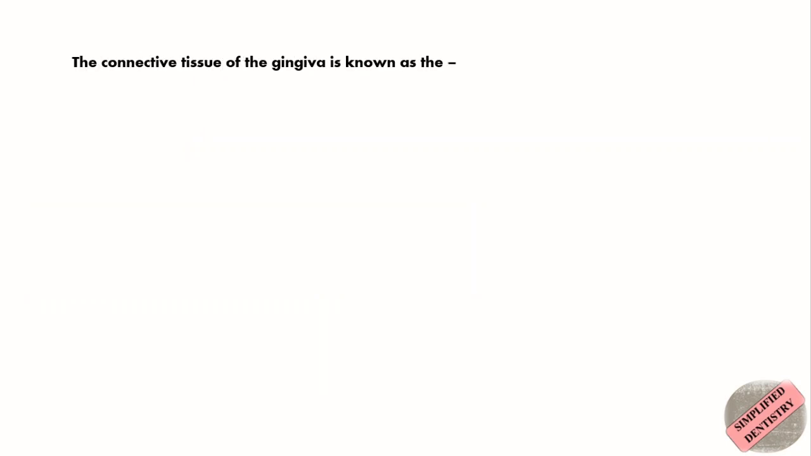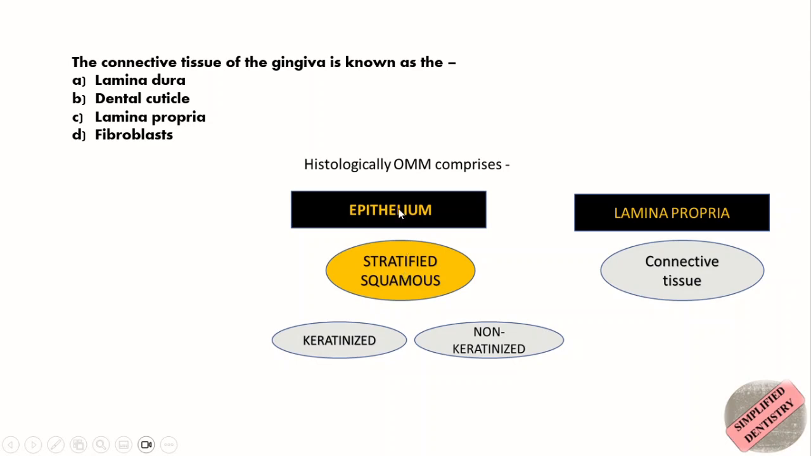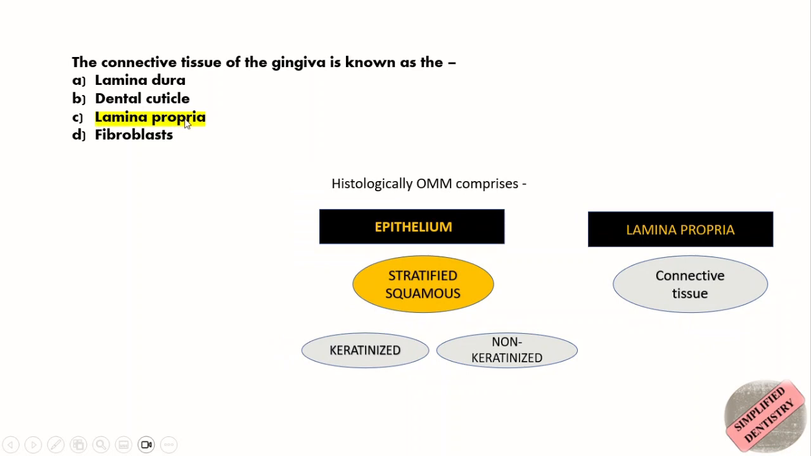Now the next question is the connective tissue of the gingiva is known as, options are A. Lamina dura, B. Dental cuticle, C. Lamina propria, and D. Fibroblast. So histologically, oral mucous membrane comprises of epithelium and connective tissue, and the connective tissue is known as lamina propria. So the answer is option C, lamina propria. So the connective tissue of the gingiva is known as lamina propria.